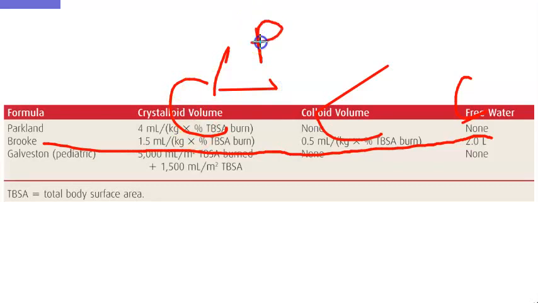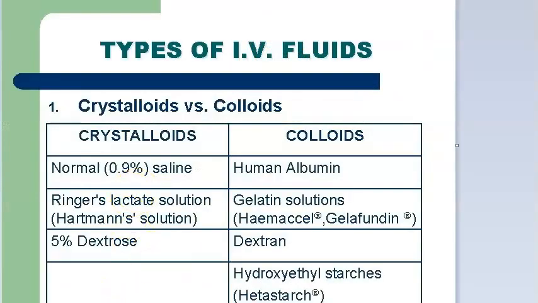Crystalloid is all your Ringer lactate, etc. Colloid will be your albumin, etc. Dextran, all those will be colloid. Look at this. Crystalloids will be your Ringer lactate, dextrose. All this only they were talking about so long, right? And colloid will be your albumin, dextran, gelatin, hydroxyethyl starch, etc.